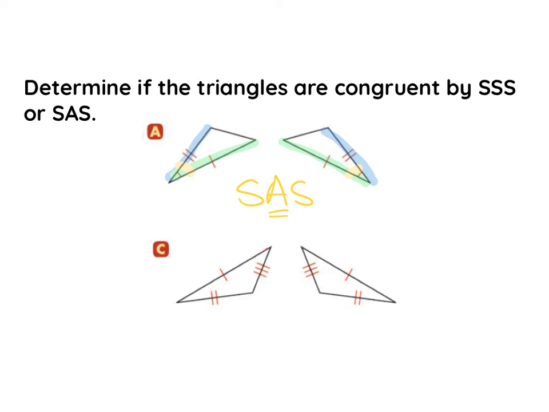Next one, if I look at this side matches this side. Again, I can tell by the tick marks. This side matches this side. And the third side matches this third side. So since we have all three sides congruent, that would be side, side, side. Okay, so this is telling you that they are congruent. It's just making you choose whether it's side, side, side, or side, angle, side.